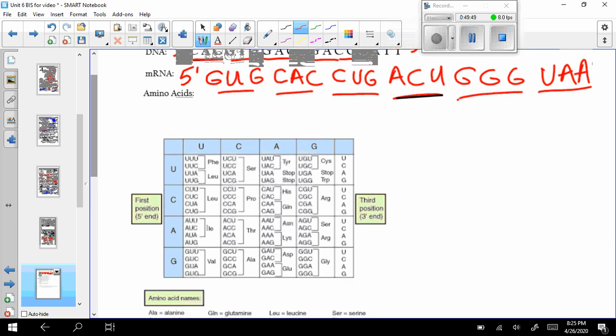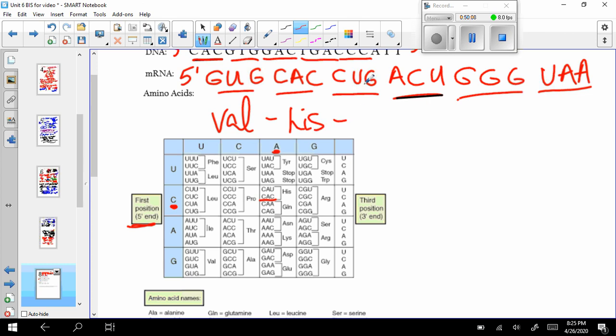So the first one, GUG. So GUG is giving me valine. And then the next one, CAC. So I'm looking for the first letter. There's the C. Here's the second letter, A. And here's the third letter, C. So CAC gives me HIS. And then the next one, CUG, C, then a U, then a G gives me leucine, LEU.